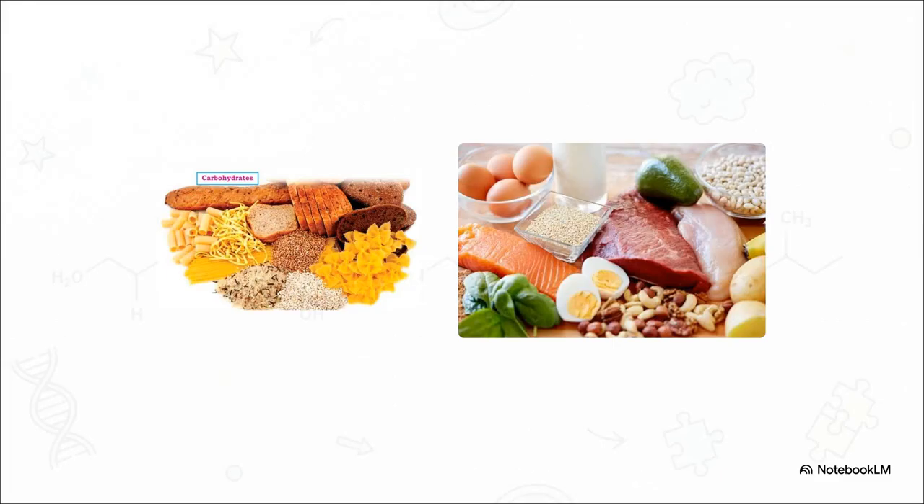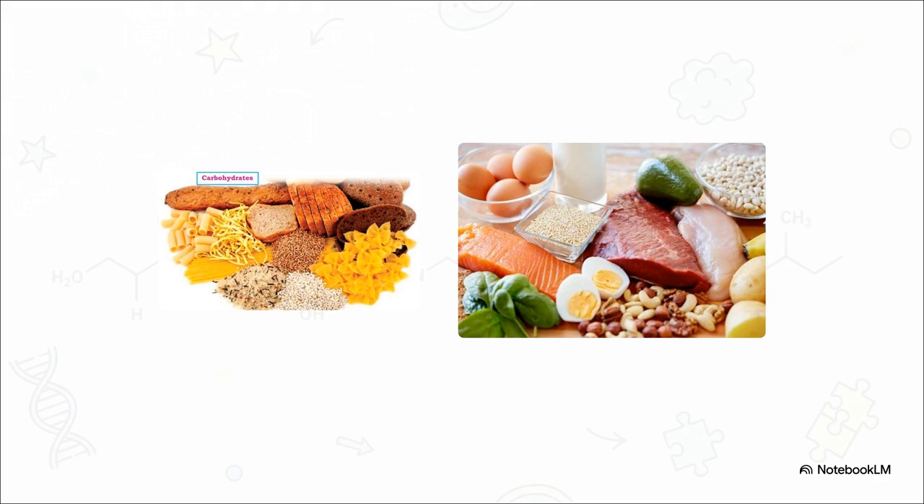Here we can clearly contrast carbohydrates on the left against complex proteins on the right. Because proteins are incredibly complex, highly folded structures of amino acids, the body actually takes much longer to break them down. This means that compared to, say, a quick sugar rush from carbs, proteins provide a much slower, longer-lasting source of sustained energy.